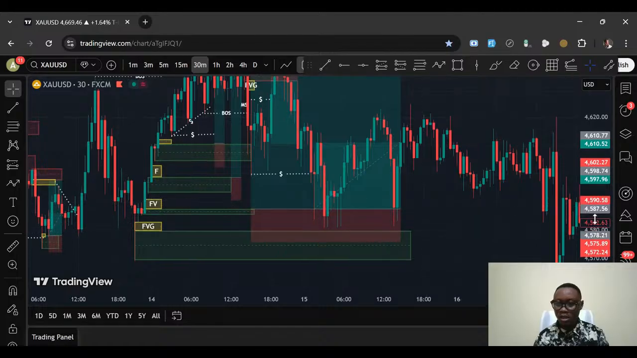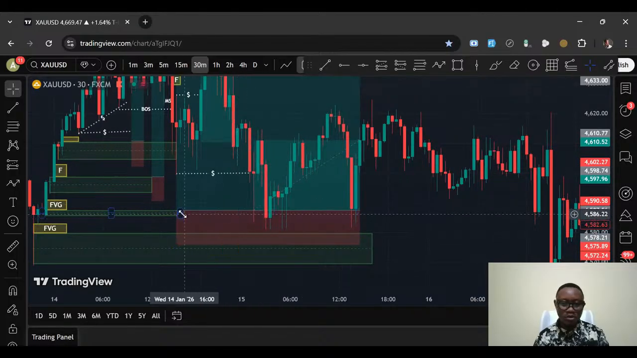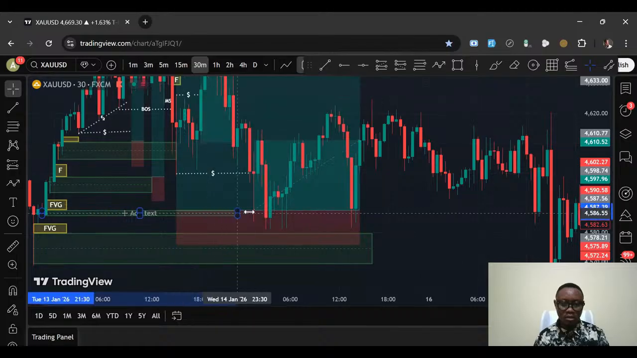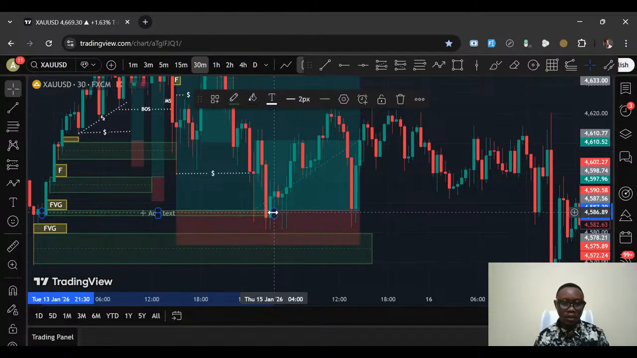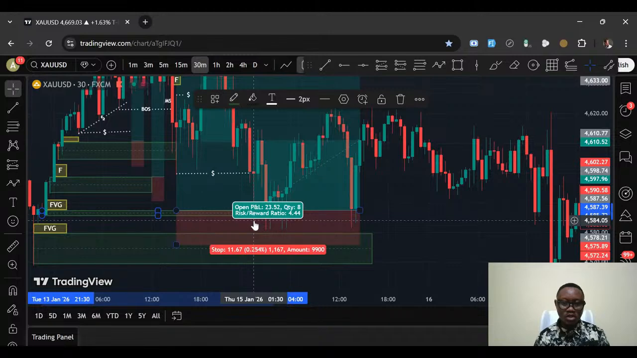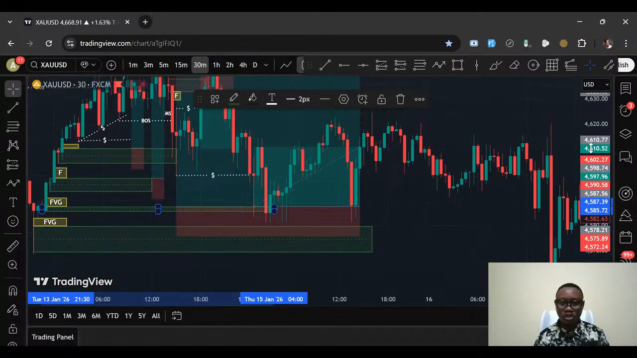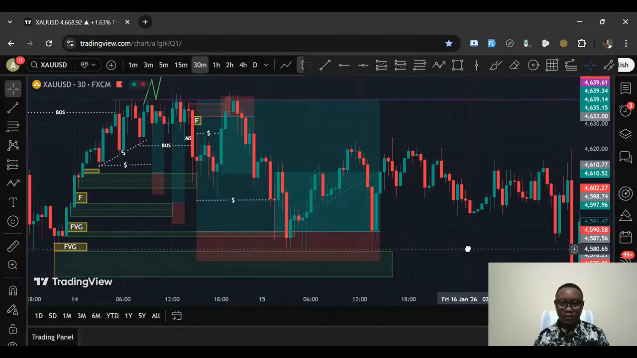Let me maximize it a little more. So you can see price tapped into the zone, okay, and gave this massive bullish movement. Look at it.